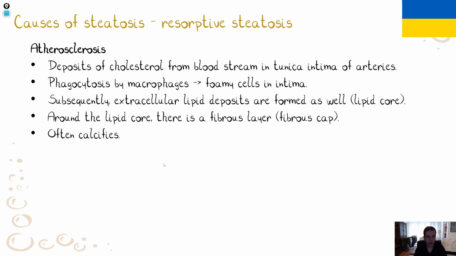But later on, the extracellular deposits of lipids are formed as well. We call it lipid core, and around the lipid core there is a fibrous layer. We call it fibrous cap. So the larger, fully developed atherosclerotic plaque has a lipid core and fibrous cap. And very often it calcifies. So the advanced atherosclerosis has a tendency to calcify.